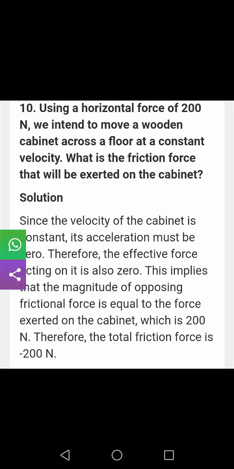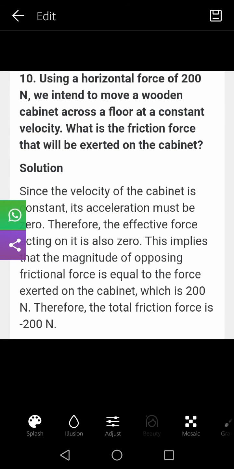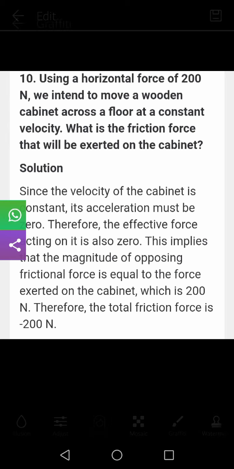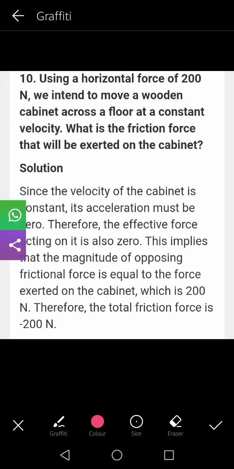Then number 10, using a horizontal force of 200 Newton, we intend to move a wooden cabinet across the floor at a constant velocity. What is the frictional force that will be exerted on the cabinet? Now see, something which has to be moved with a constant velocity, constant velocity means the total force on the object should be 0. How can the total force on the object be 0? If the applied force on the object is 200 Newton, then from the opposite side we also have to apply a net force of 200 Newton, and that opposite force is nothing but the frictional force.